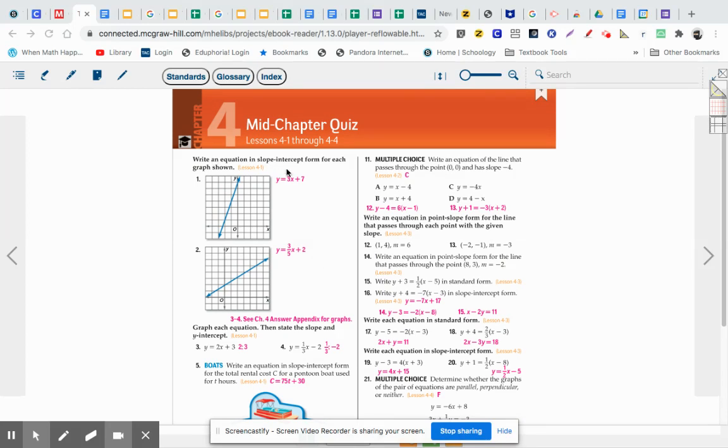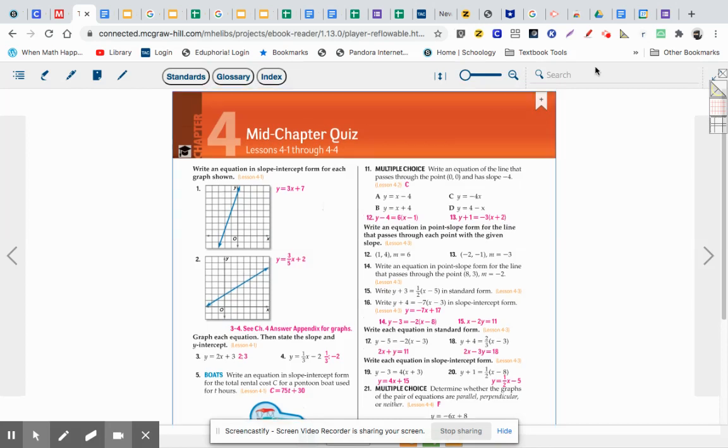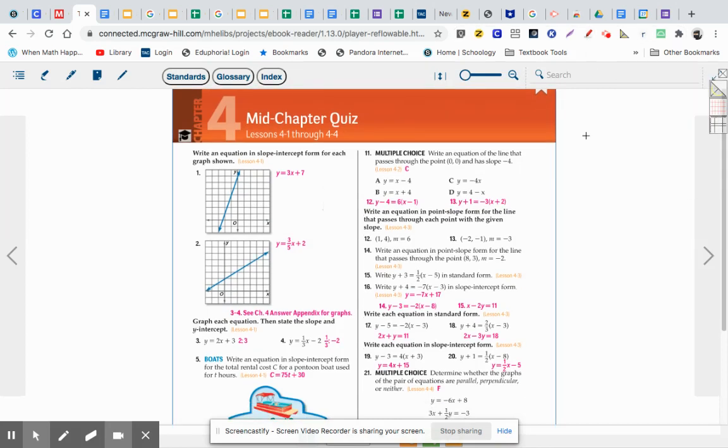It says write an equation in slope-intercept form for each one. First of all, I want to explain that slope-intercept form looks like this: y = mx + b.